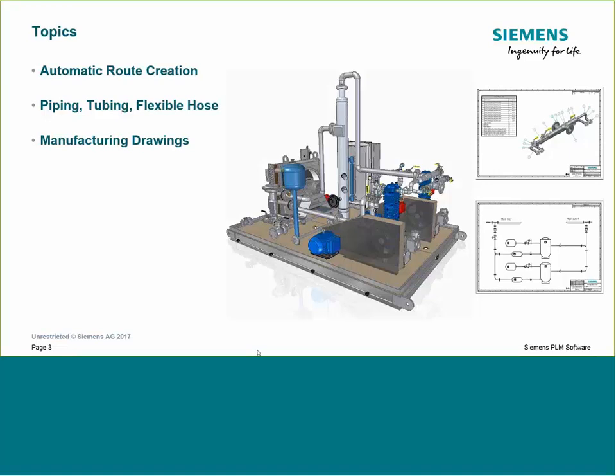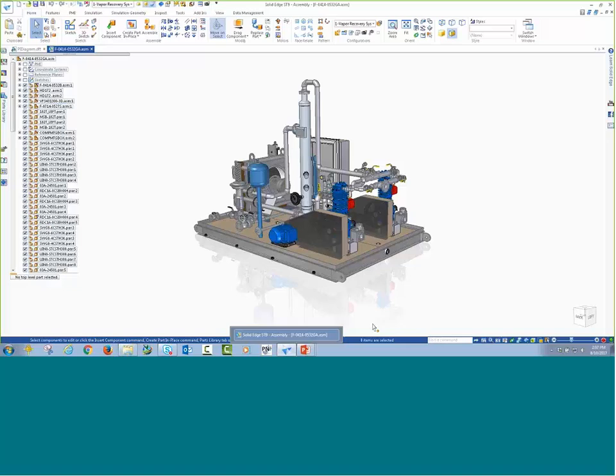We'll then show you how you can create piping applications utilizing standard components, typical parts that you might find in a pipe route. We'll also talk about tubing and the creation of flexible hosing, all utilizing the tools that are built into ExpressRoute. And then from there we'll go into documenting this with manufacturing drawings. With that, I'll go ahead and hop into Solid Edge.